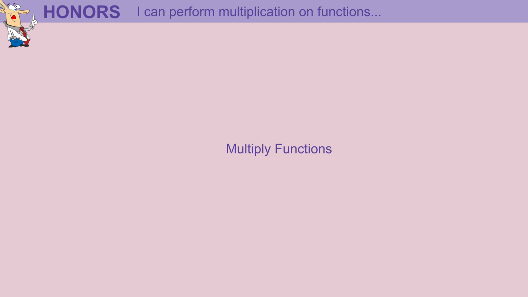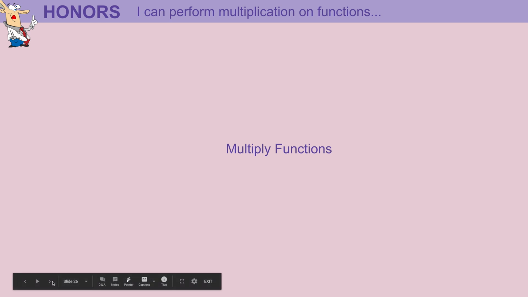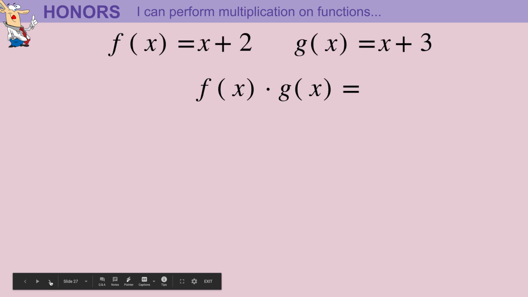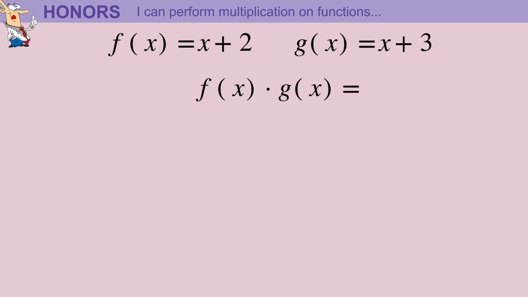This is multiplying functions. The goal on this one is that you can perform multiplication on functions. So let's start with an example. First one is, given f of x equals x plus 2 and g of x equals x plus 3, we'll perform the operation f of x times g of x.